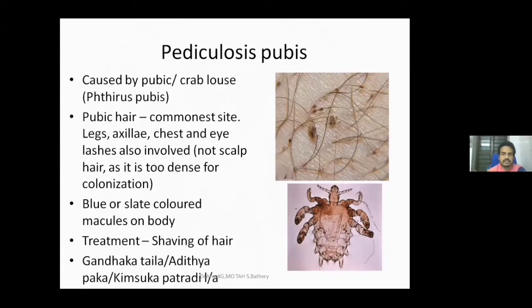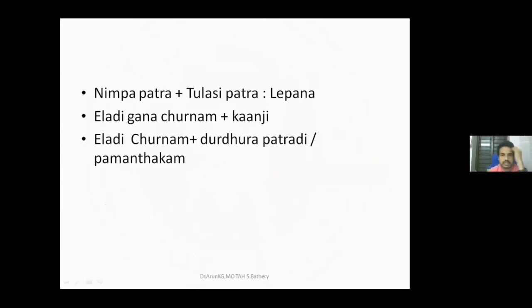Here what we have to do is shave the pubic or chest hair, which is very important, and apply Gandhaka Taila or Arka Taila, which will also give results. In severe cases, we have to keep in mind there will be some blue slate colored macules on the body. Here Nimbapatra, Tulasipatra, Eladi Gana Churna plus Kanji, then Eladi Churna and Durvapatra will all be beneficial.